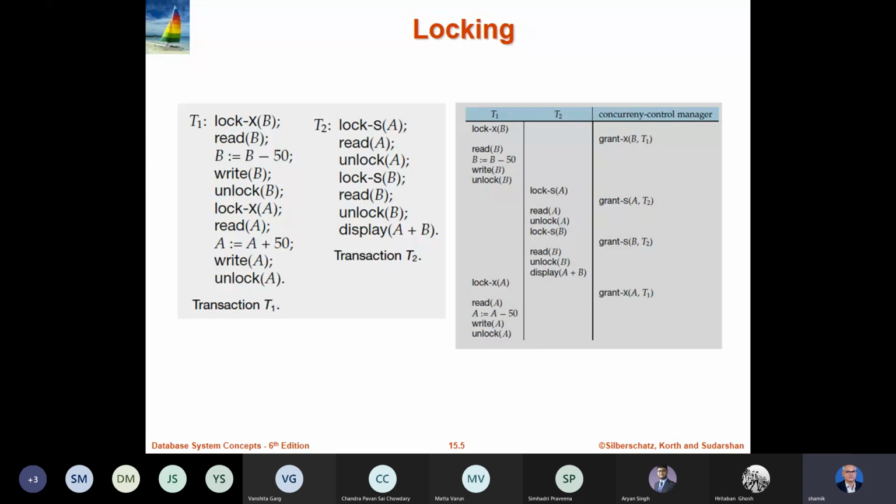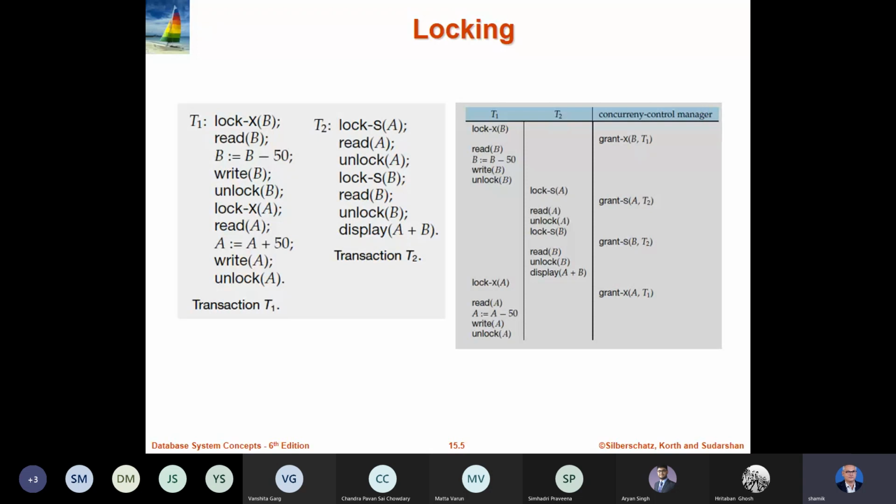So again, if we take the example of initial value of B to be 1000 and A to be 2000, then P2 should always display 3000, whether P2 is executed before P1 or after P1. But in this process, what it did was that it read the value of A, which is 2000, and it read the value of B, which was 950. So it is displaying the value of A plus B as 2950.